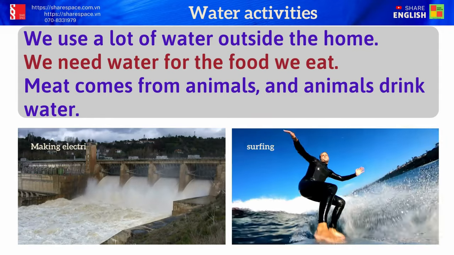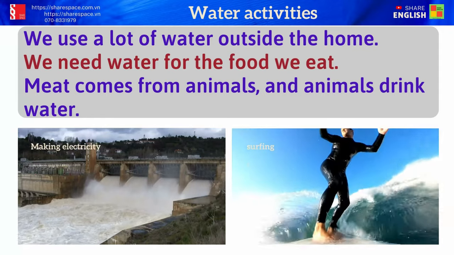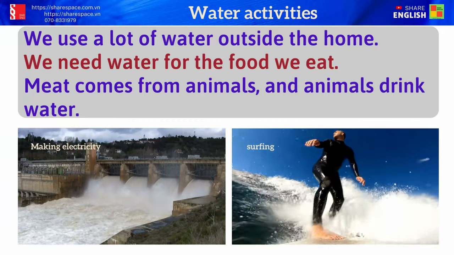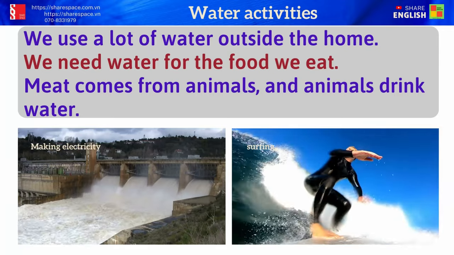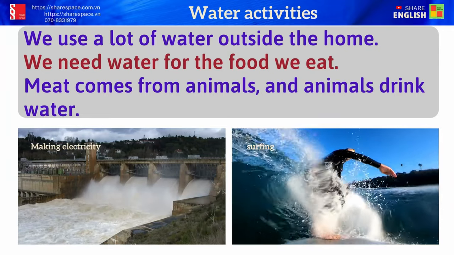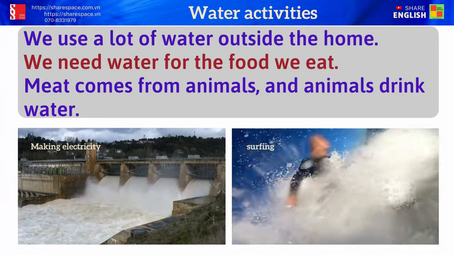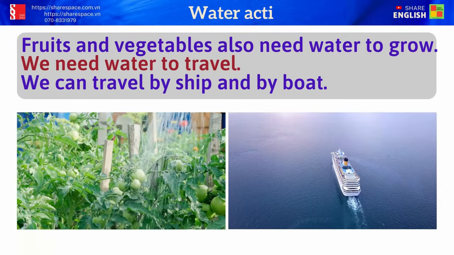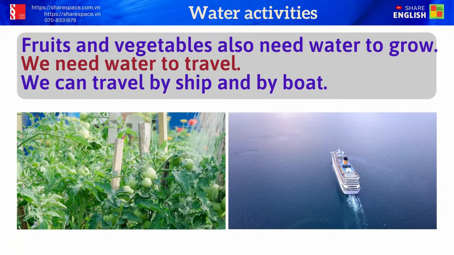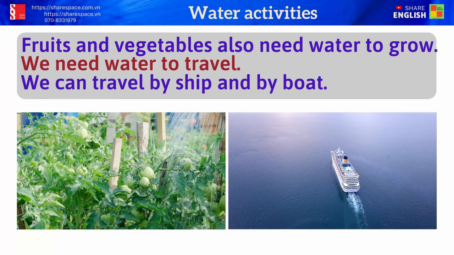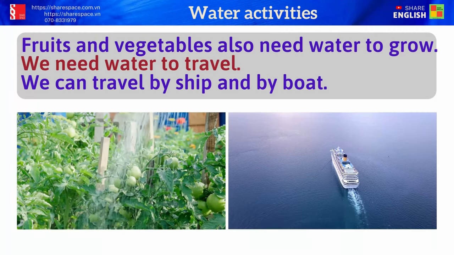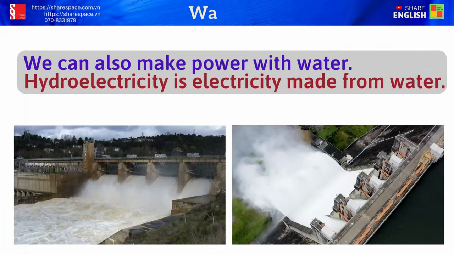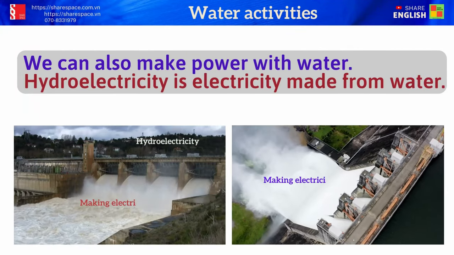Water activities. We use a lot of water outside the home. We need water for the food we eat. Meat comes from animals, and animals drink water. Fruits and vegetables also need water to grow. We need water to travel. We can travel by ship and by boat. We can also make power with water.